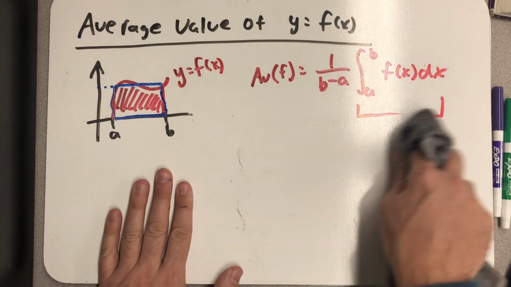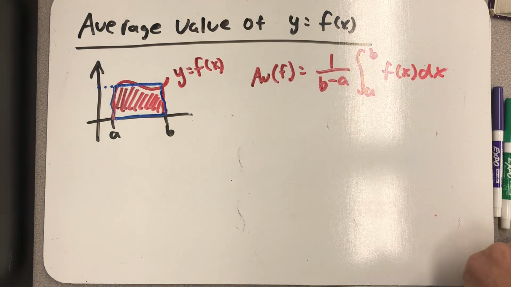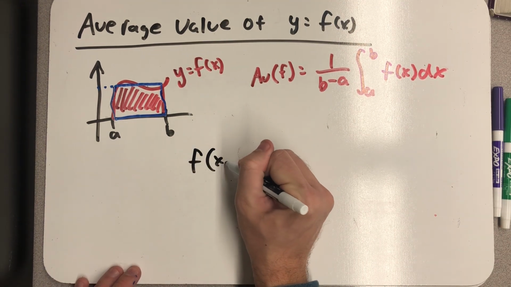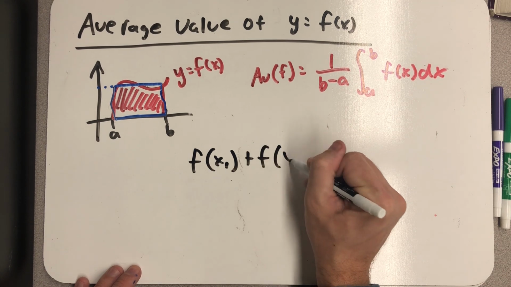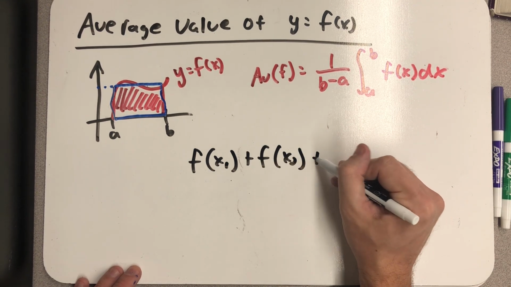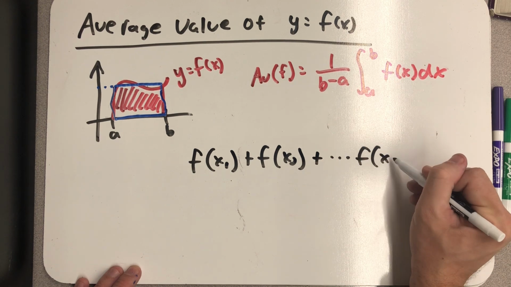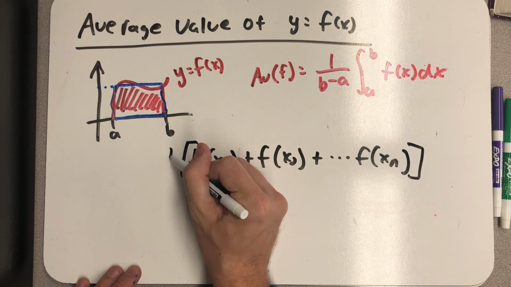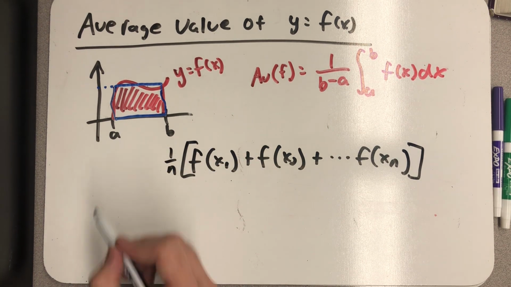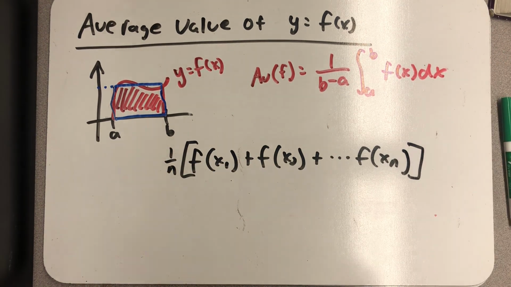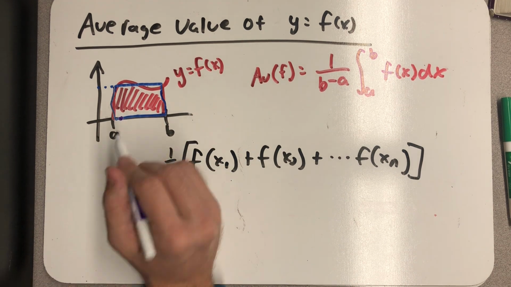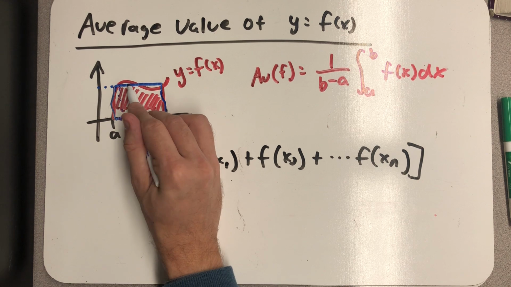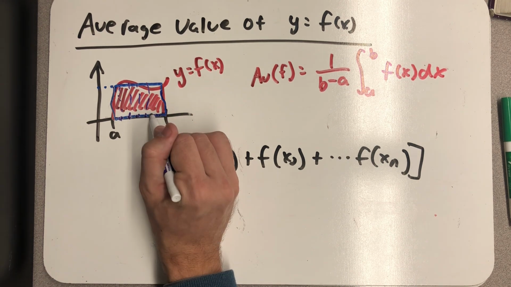Let's actually see a derivation now. The idea is we could approximate the average value by just taking a whole bunch of y values and adding them together, and then dividing by the number of y values I chose, and I'm going to think about that as multiplying by 1 over n. So it's like I choose some places on the x-axis, x1 and x2, just a bunch of them, and I calculate some y values. And I add those y values together and I divide by the total number.